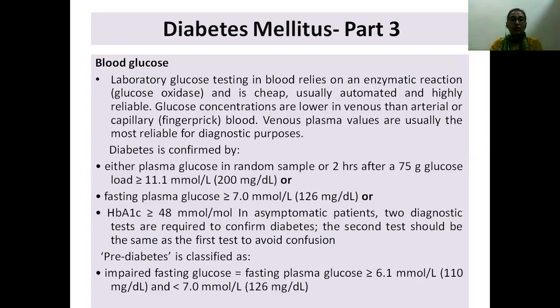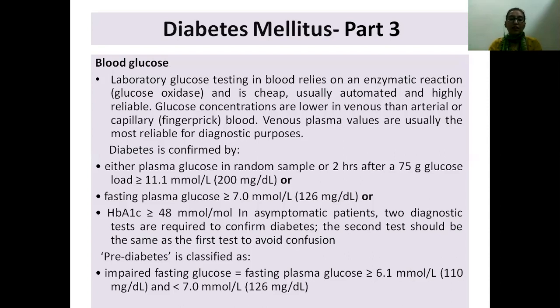Now for diabetes, what are the confirmation criteria? What are the levels of plasma glucose at which we can diagnose a person as having diabetes mellitus? The criteria are either plasma glucose in a random sample or 2 hours after 75 g glucose given orally, that is called the 75 g glucose load, where the blood sugar level is more than or equal to 11.1 millimole per liter, equal to 200 milligram per deciliter. Or the next criterion is fasting plasma glucose more than or equal to 7 millimole per liter, 126 milligram per deciliter.